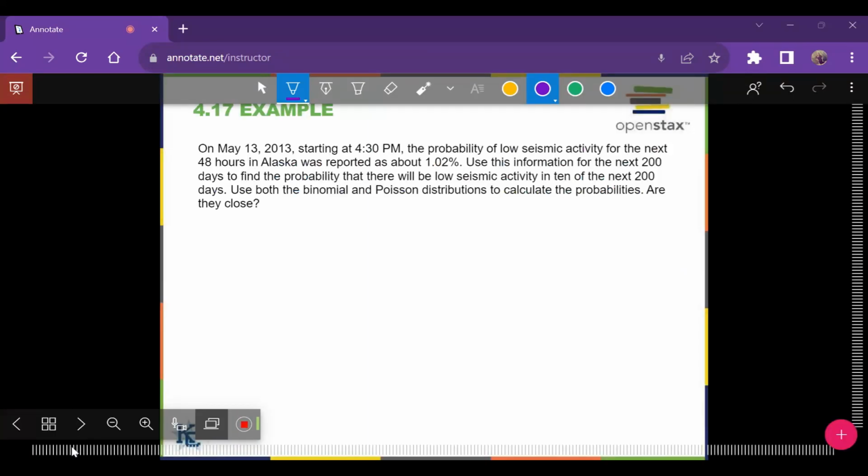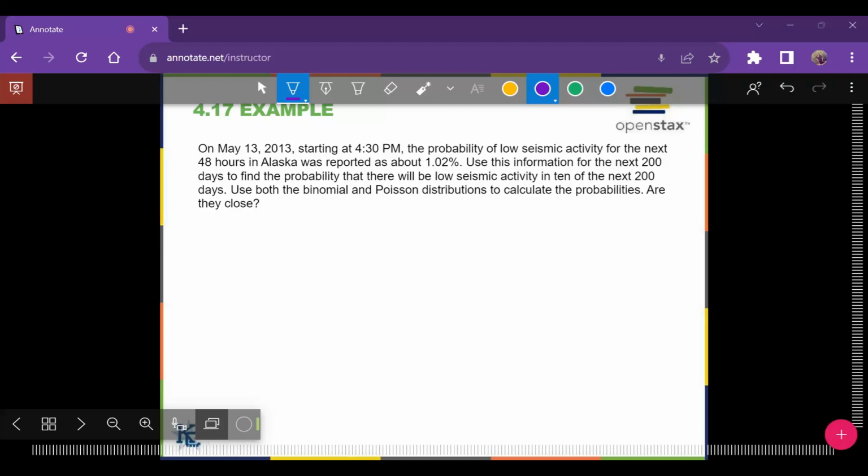This is the last example we're going to do for Poisson distribution. On May 13th, 2013, starting at 4:30 p.m., the probability of low seismic activity for the next 48 hours in Alaska was reported as about 1.02%. Use this information for the next 200 days to find the probability that there will be low seismic activity in 10 of the next 200 days. Use both the binomial and Poisson distribution to calculate the probabilities.